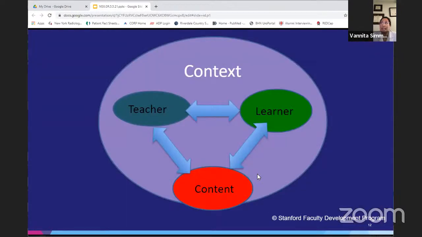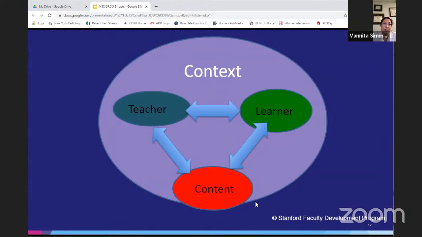So this is a simple model to show the components of the learning environment developed by the Stanford Faculty Development Program. I actually attended a 2-day workshop through the GME office on how to optimize the learning environment. And I found this very helpful, and I actually brought it back and presented it here to members of the Mount Sinai community. As with all complex surgeries, the learning environment can be broken down into smaller components.